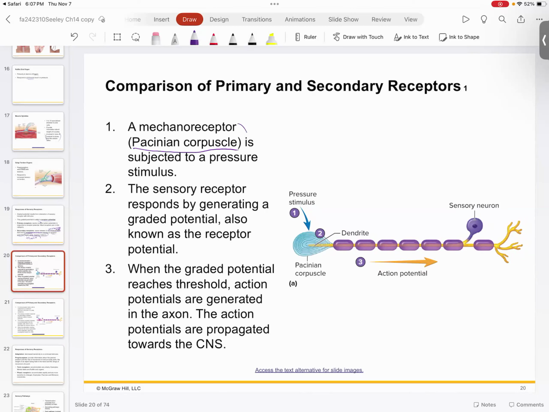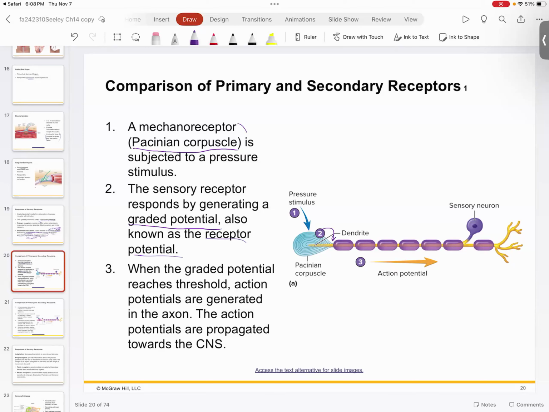So that pressure will come in, it'll distort the corpuscle, and that pressure stimulus will then trigger the sensory receptor response by generating a graded potential. And that graded potential will be referred to as your receptor potential. So the physical distortion or the mechanical reception of the pressure will cause the Pacinian corpuscle to trigger this receptor potential.